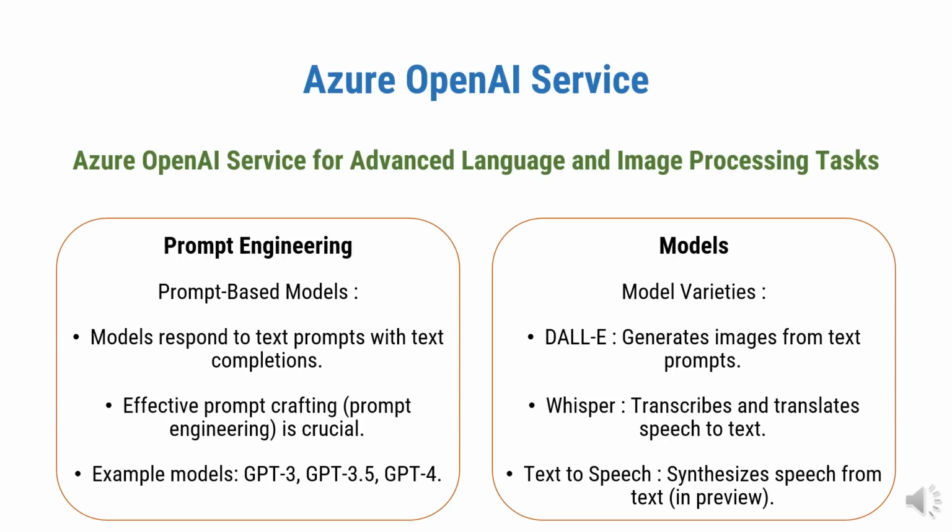Models. Model varieties. DALL-E generates images from text prompts. Whisper transcribes and translates speech to text. Text to speech synthesizes speech from text.